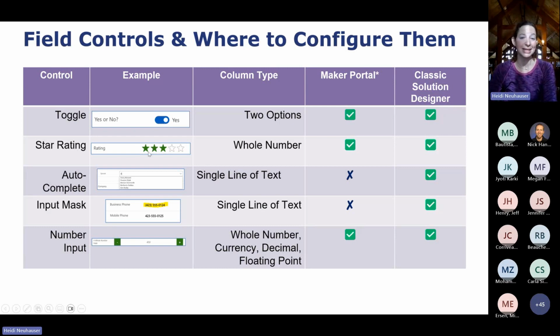Star rating is cool. It's simply clicking the number of stars. It's anywhere from 1 to 5. I don't know why you would use 1 star, but it could be 1. It could be anywhere from 1 to 5.